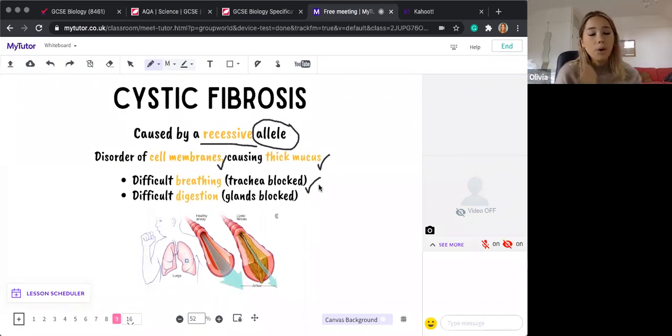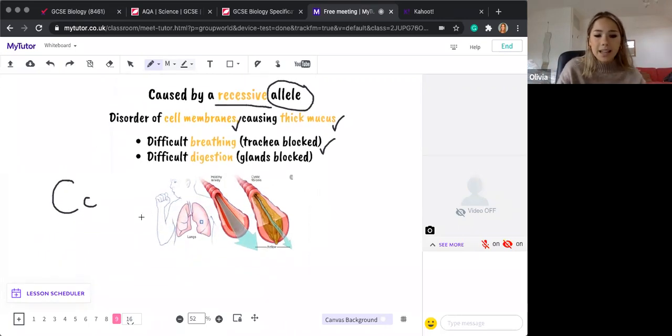Okay, so the most important thing that I want you to remember from this slide is that cystic fibrosis is caused by a recessive allele. So this means that, let's say your mum didn't have cystic fibrosis, so she had 1 dominant allele and 1 recessive allele. This means that she is a carrier. She carries it, but she doesn't actually present as having cystic fibrosis. Now let's say that your dad wasn't a carrier.